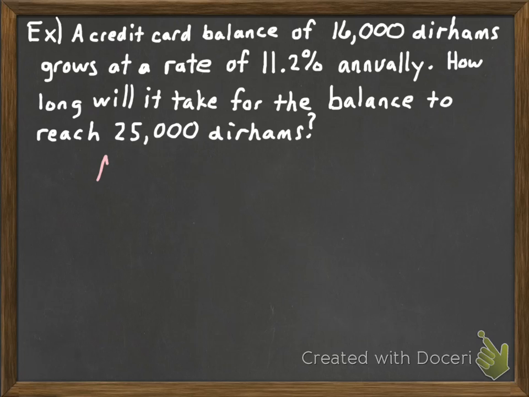All right, the amount A in the account would be equal to the original amount, which we can write as 16 for 16,000, times 1 plus 0.112, that's 11.2%, to the x power. Or 16 times 1.112 to the x power.